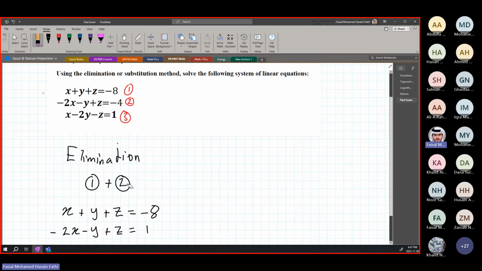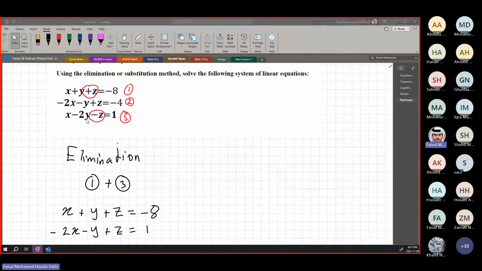Why do I take equation 1 and equation 3? Because I noticed we have minus z here and plus z there. So we can directly add these two equations and it will cancel without changing any numbers or doing any extra work. The coefficient is the same, 1z and 1z, and the signs are opposite: this is positive and this is negative. So instead of taking equations 1 and 2, I will take equations 1 and 3 because it's much more straightforward that way.